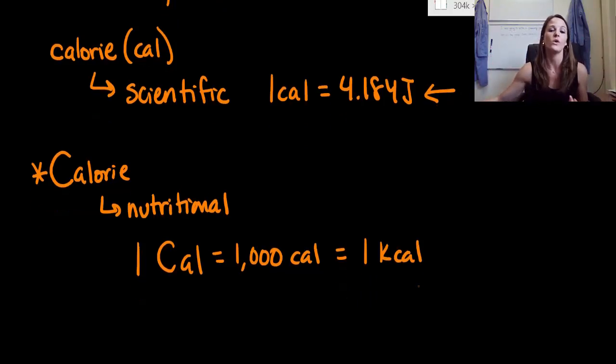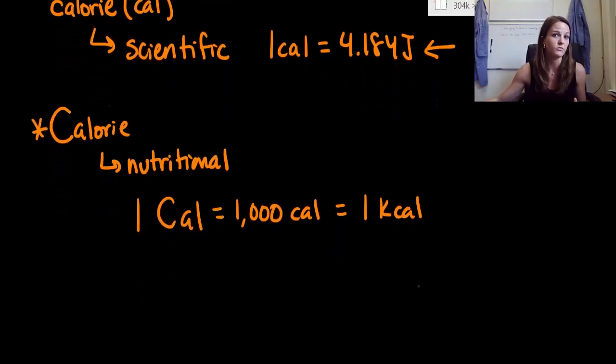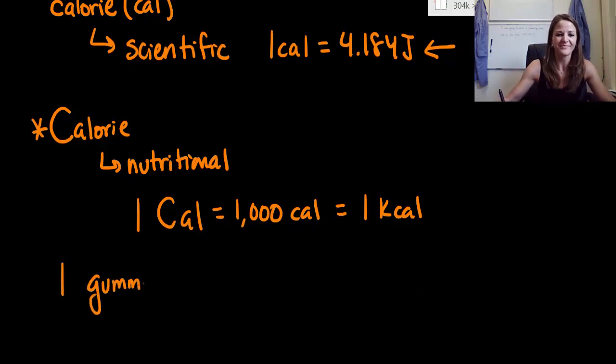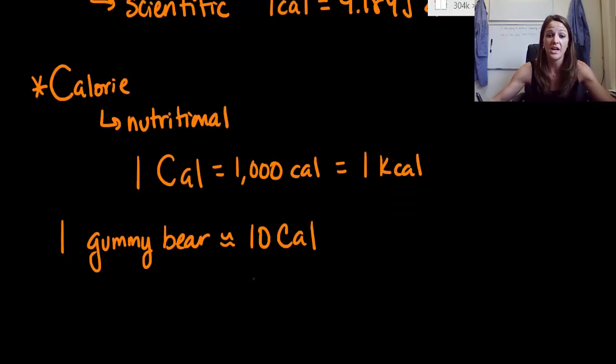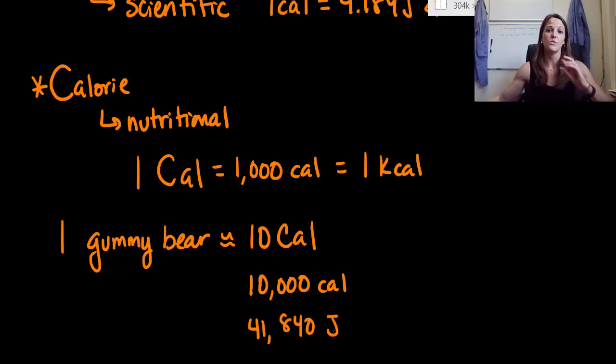More importantly, we can go through an example and talk about this in terms of calories and units, but let's talk about it in terms of gummy bears, okay? So 1 gummy bear, this is very important. 1 gummy bear is approximately equal to 10 nutritional calories, okay? So 10 nutritional calories we would say is equal to about 10,000 scientific calories. Well, 10,000 scientific calories would be equal to about 41,840 joules.